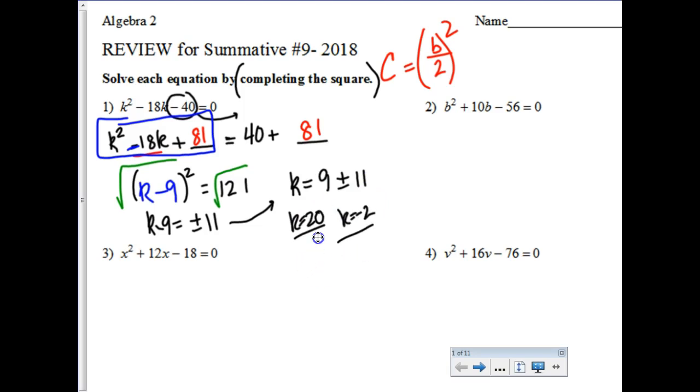So if your answers boil down all the way to integers, I want you to go ahead and give me the 2 integer answers. Or even fractions if that's the case. But that's not usually the case for these questions.